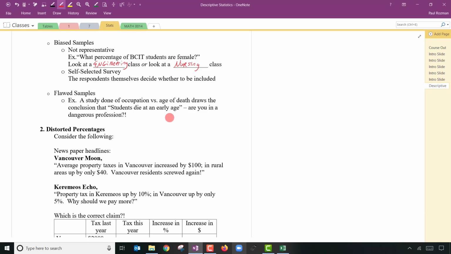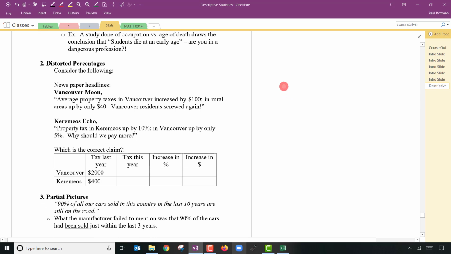But when you look at those numbers, you might say, well, I guess students, since they die when they're 20, that's a very dangerous profession to be a student, where we all know that the reason the average age of death of students is that low is most students are young. So if they were to die, they died at a young age. So this would be a terrible conclusion to draw from that sample data.